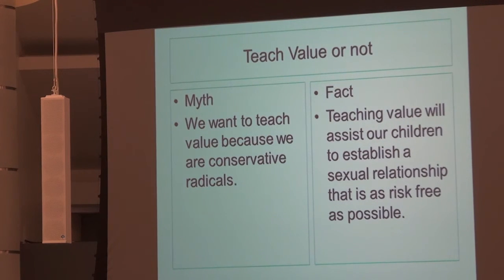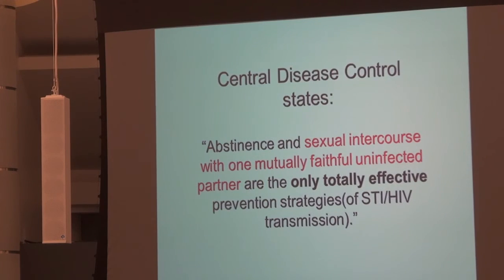And the myth: we want to teach values because we are conservative radicals. The fact is, teaching values will assist our children to establish a sexual relationship that is as risk-free as possible. The Centers for Disease Control state that abstinence, and sexual intercourse with one mutually faithful uninfected partner, are the only totally effective prevention strategies. Why, then, does our curriculum only teach abstinence and not the other one?